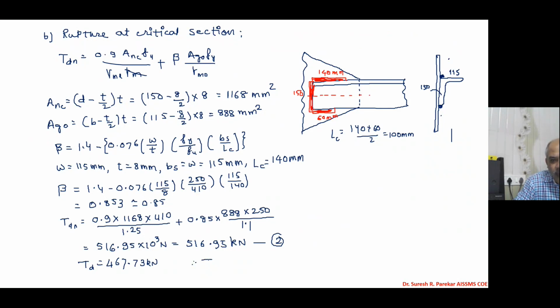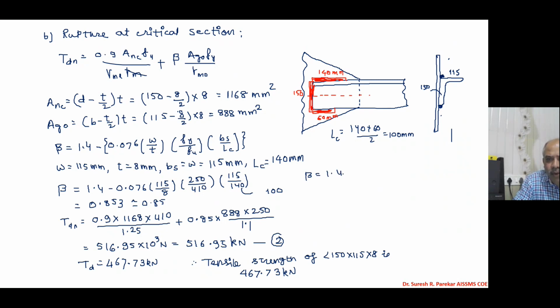And therefore the tensile strength of the angle 150 by 115 by 8 is 467.73 kilonewtons. Now instead of 140, if you put this value 100, then what value will we get?